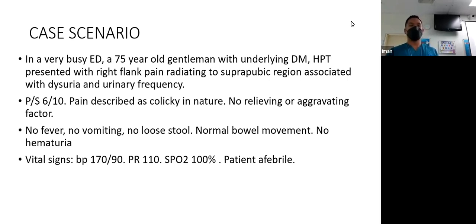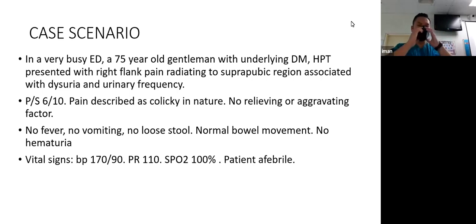So we assess the patient. He says the pain score is about 6/10. Pain described as colicky in nature, otherwise no relieving or aggravating factor. Upon further history, patient has no fever, no vomiting, no loose stool. He claimed the bowel movement is normal and also there is no hematuria.